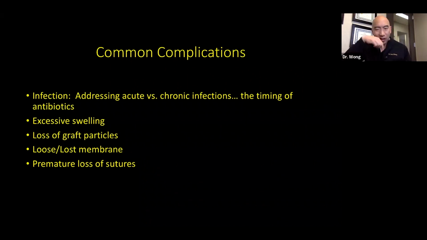A loose or lost membrane typically is not a huge deal. Now, if it's dangling, like let's say you do that ice cream cone membrane, and the ice cream portion of that membrane is dangling out of their mouth, I usually have them come in and we'll just trim it out. Remember that the key part of that membrane is the part that's over the fenestration.